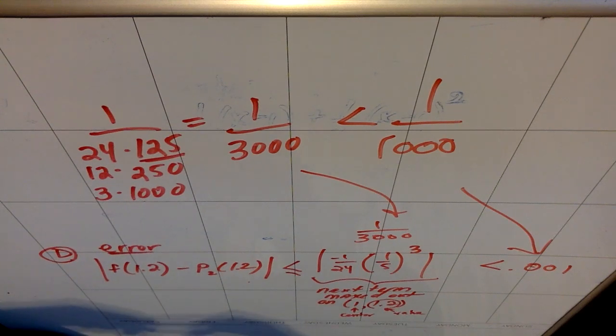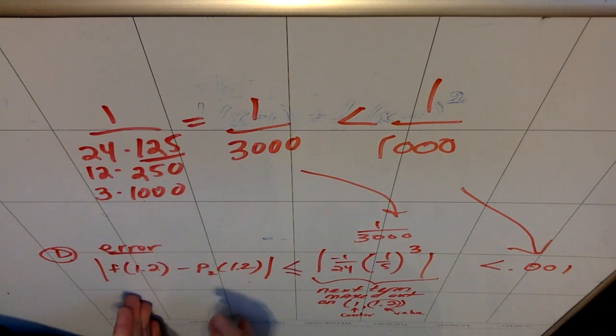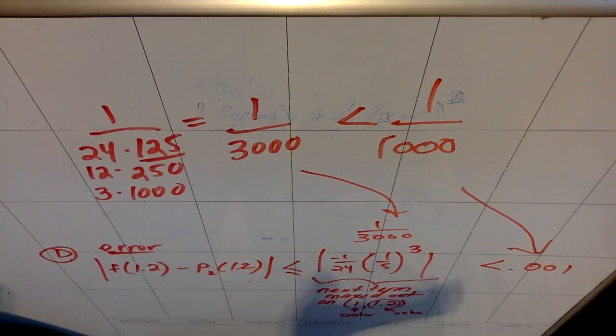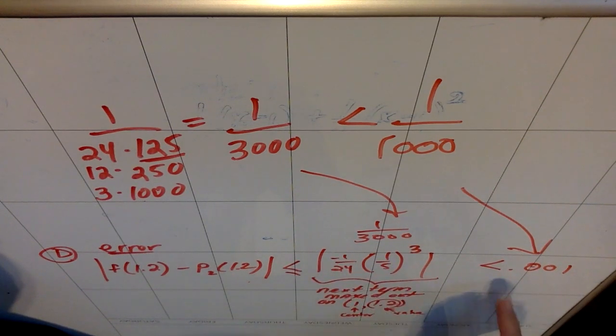So sure enough, my error is smaller than the number they gave me, right? These error problems always come down to a chain. This is the error they want. They want you to say it's smaller than whatever happens when you max out the next term, and then that number that you get should be smaller than whatever number they made up to use for the error.